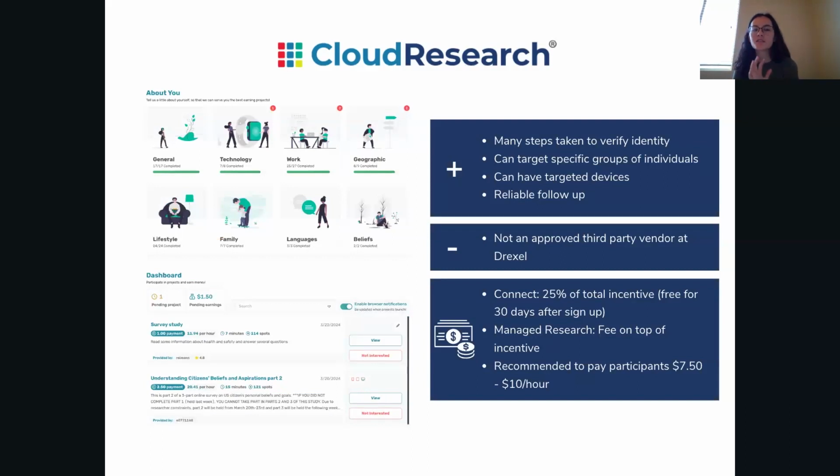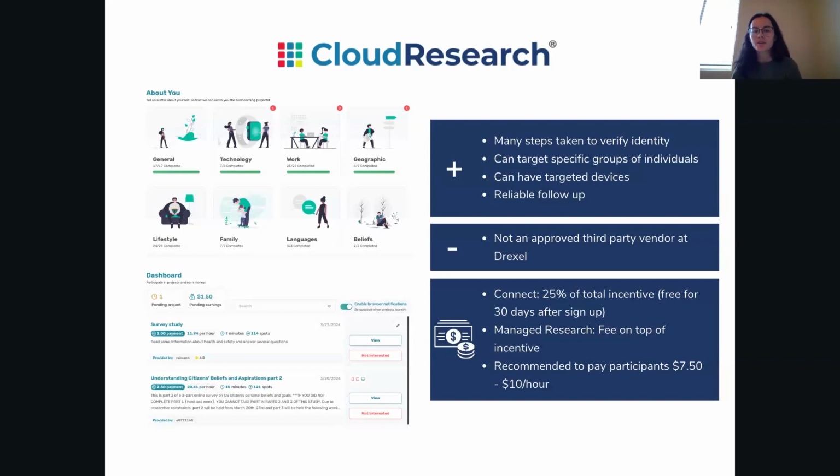On the left here, you can see screenshots of the Connect platform. On the top left, this is where many of the screening questions are. There are a ton of them that have already been asked by previous researchers, and you can add additional questions within this to find the participants that you want to sample. And then on the bottom left, you can see how these studies are presented to participants. So it has the study name, the incentive, how long the study will take, and then how many spots are left in that particular study.